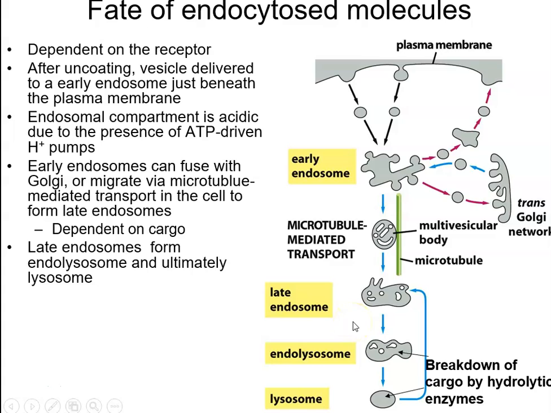A late endosome is a more acidic version of the early endosome, and then these can fuse with lysosomes themselves to form endolysosomes, and they then further mature back into lysosomes, where we end up with a very low pH and the ability to break down proteins, amino acids, carbohydrates, and break everything down to its basic building blocks, and that then can be reused by the cell if required.